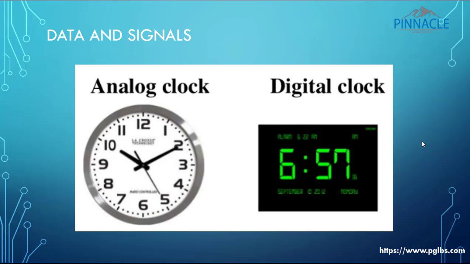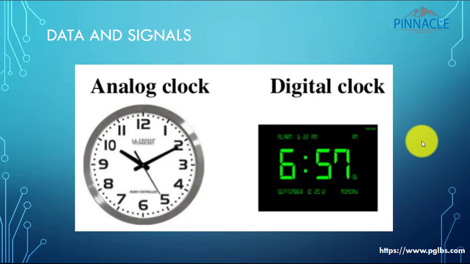Now what exactly is this analog signal and digital signal? You need to understand this concept very well. So in order to understand the concept of analog and digital signal, we need to take the analogy of a clock. We have two types of clocks as shown in the picture here.